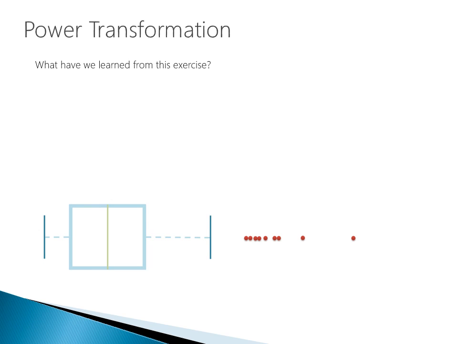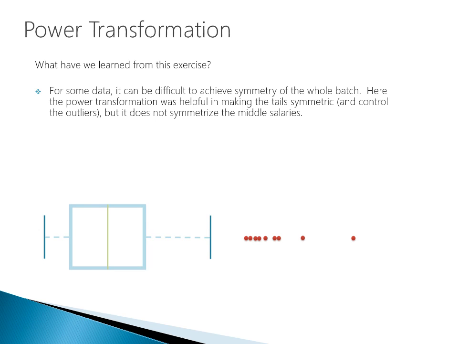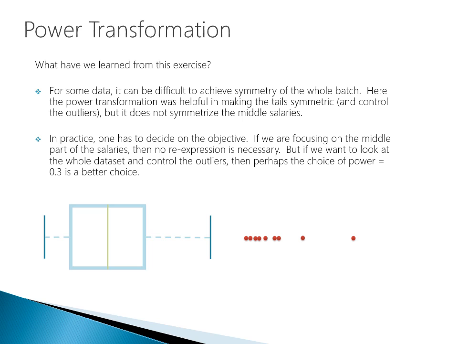Well, what have we learned from this exercise? For some data, it can be difficult to achieve symmetry of the whole batch. Here, the power transformation was helpful in making the tails symmetric, and control for the outliers, but it didn't symmetrize the middle salaries. In practice, one has to decide on the objective.